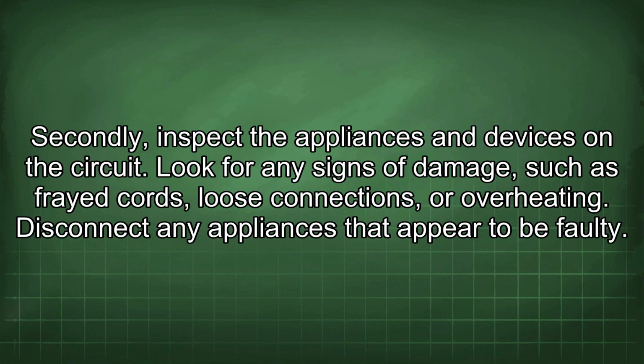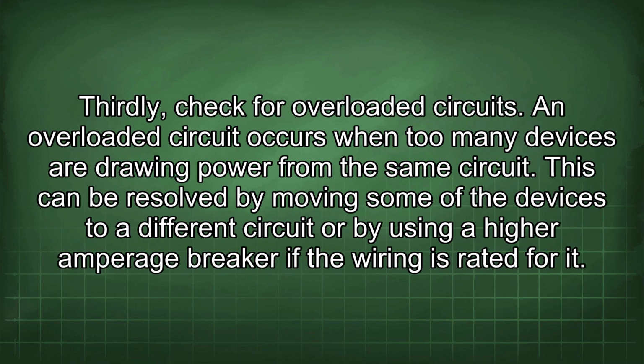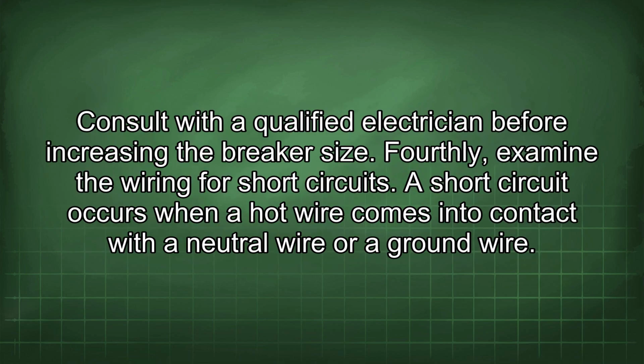Secondly, inspect the appliances and devices on the circuit. Look for any signs of damage, such as frayed cords, loose connections, or overheating. Disconnect any appliances that appear to be faulty. Thirdly, check for overloaded circuits. An overloaded circuit occurs when too many devices are drawing power from the same circuit. This can be resolved by moving some of the devices to a different circuit or by using a higher amperage breaker if the wiring is rated for it. Consult with a qualified electrician before increasing the breaker size.